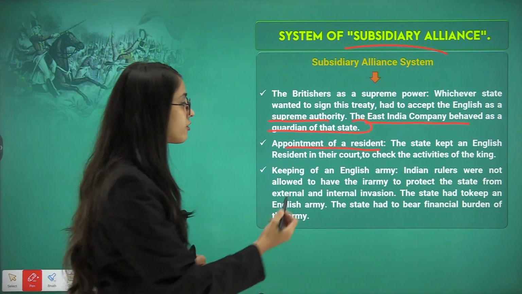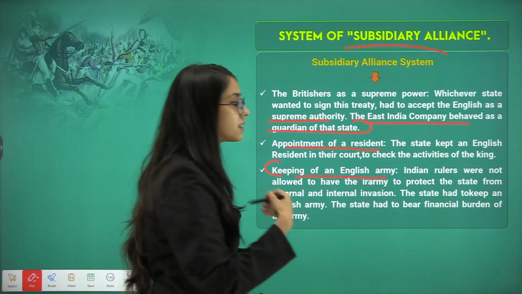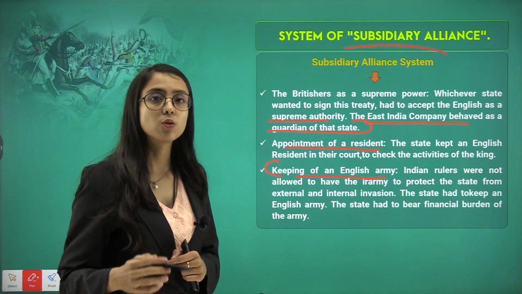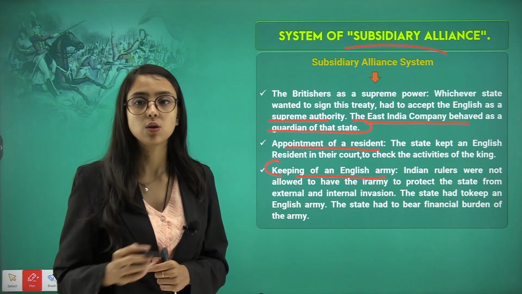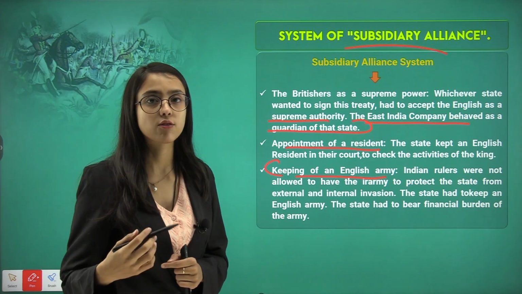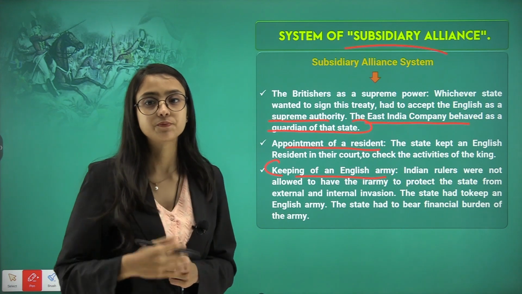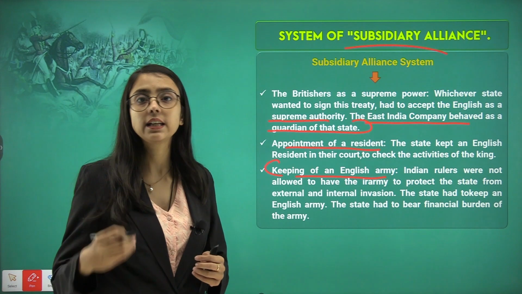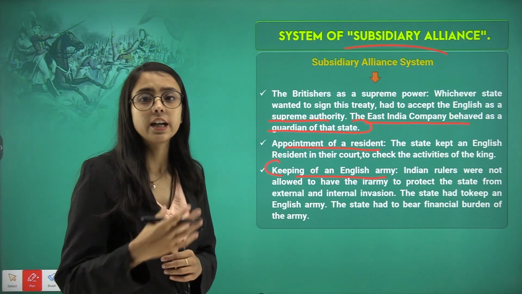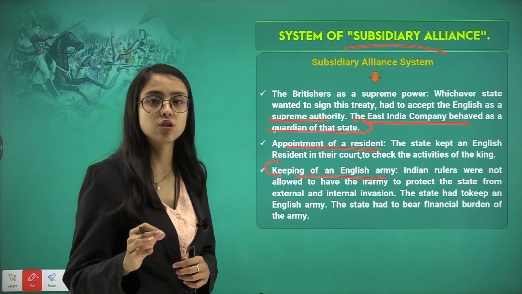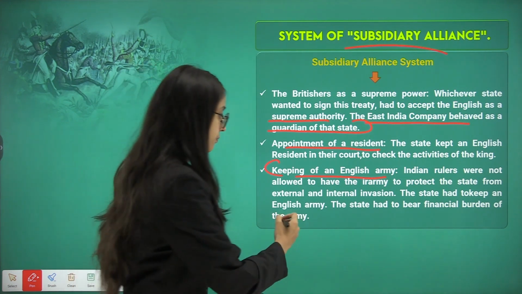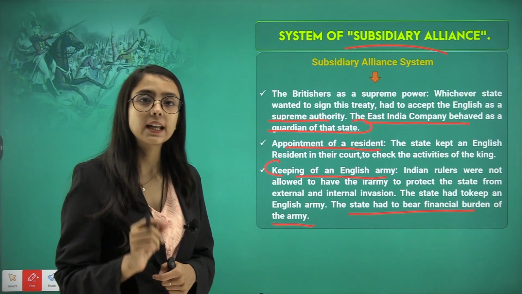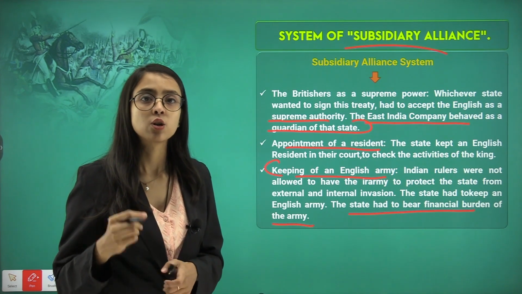Keeping of an English army. Now these Indian rulers were not allowed to have their own army. They were supposed to have an English army only, in order to protect the state from any kind of attack. So the state had to keep an English army so that they could prevent any kind of external or internal invasion. The state had to bear the financial burden of the army. All the resources and expenditure on maintaining that army was borne by the ruler himself.